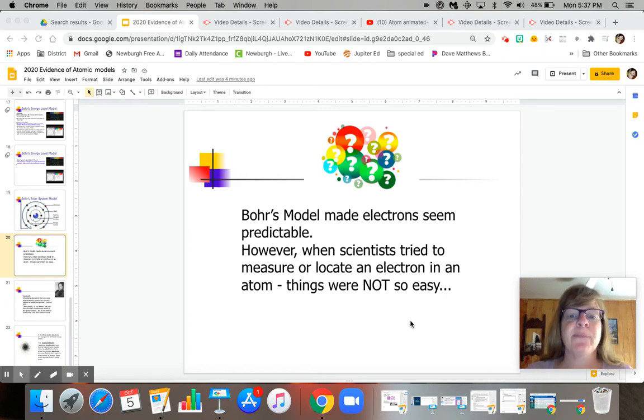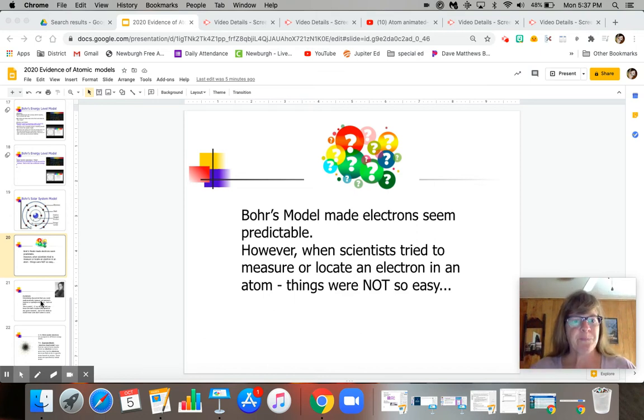We're ready for our last part of our atomic story. We left off with Bohr's model, and Bohr's model made electrons seem predictable, right? They're like planets orbiting the sun, electrons orbiting the nucleus. You should know where they are. However, when scientists went into the lab, they tried to measure or locate an electron in an atom. Things were not so easy.